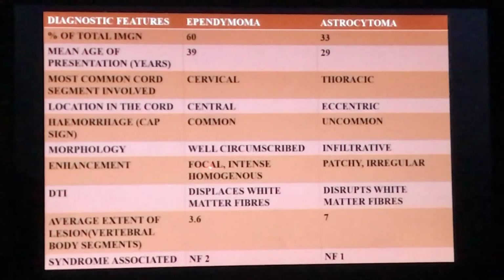Enhancement: ependymoma shows focal, intense, homogeneous enhancement, while astrocytoma shows patchy or irregular enhancement. On DTI, as we saw, ependymoma displaces white matter fibers, while astrocytoma disrupts the white matter fibers. Average extent of lesion, that is vertebral body segment involvement: ependymoma involves on average 3.6 vertebral body segments, and astrocytoma involves around 7. Syndromes associated, as we discussed earlier: ependymoma is associated with neurofibromatosis type 2 and astrocytoma with NF1. Ependymomas in NF2 are also associated with meningiomas.